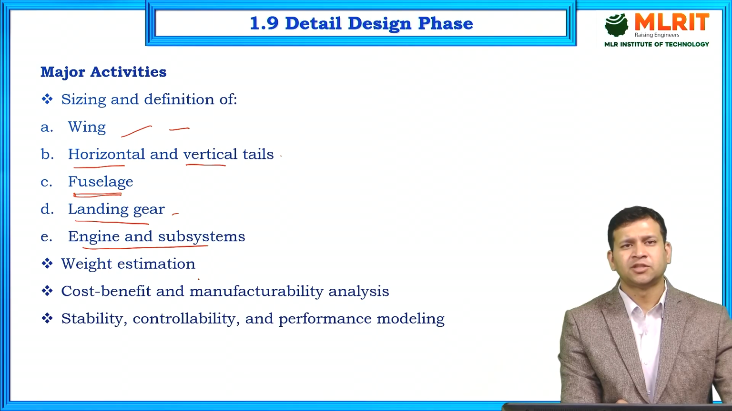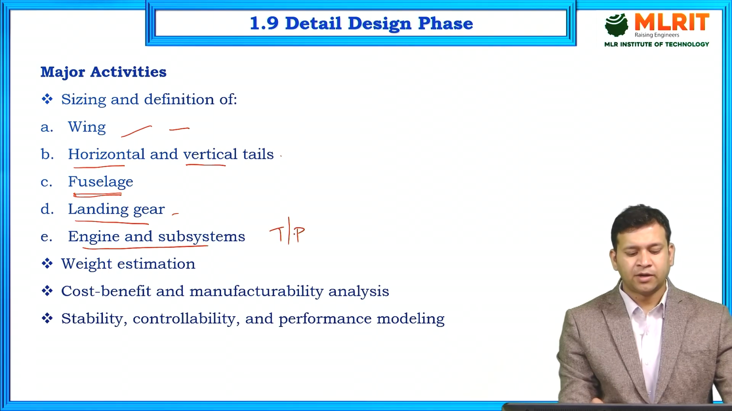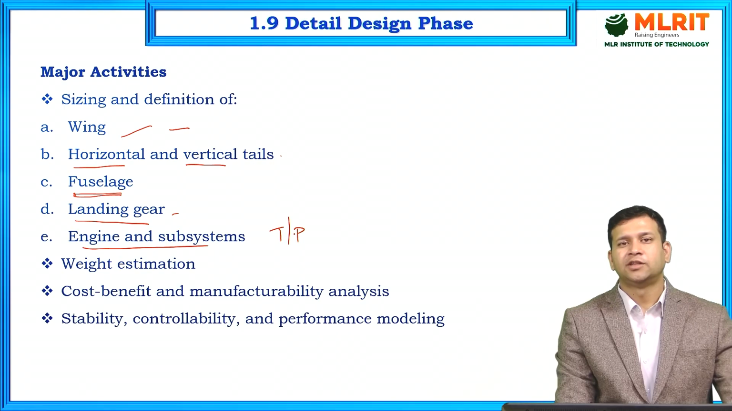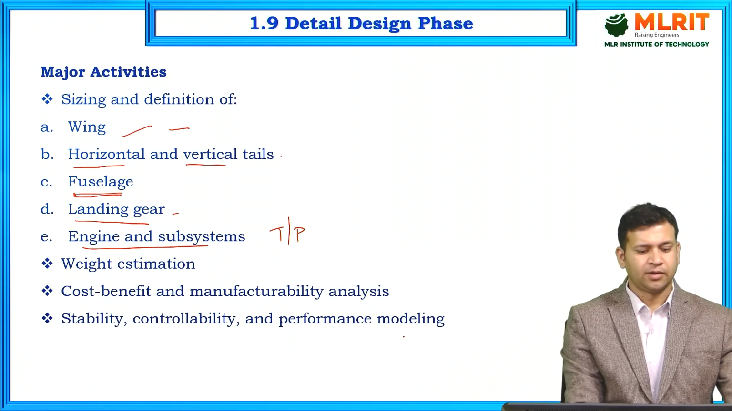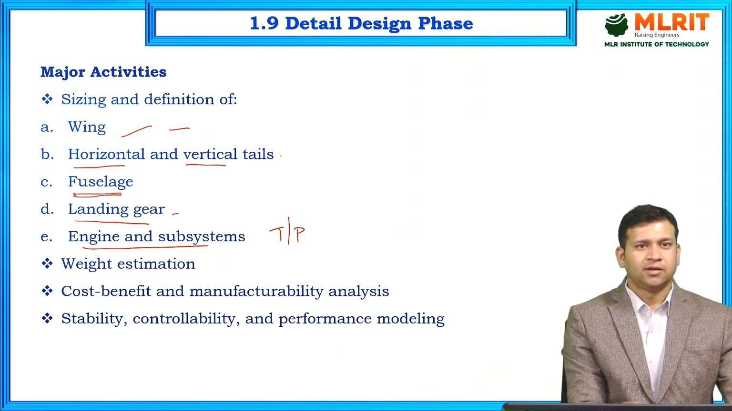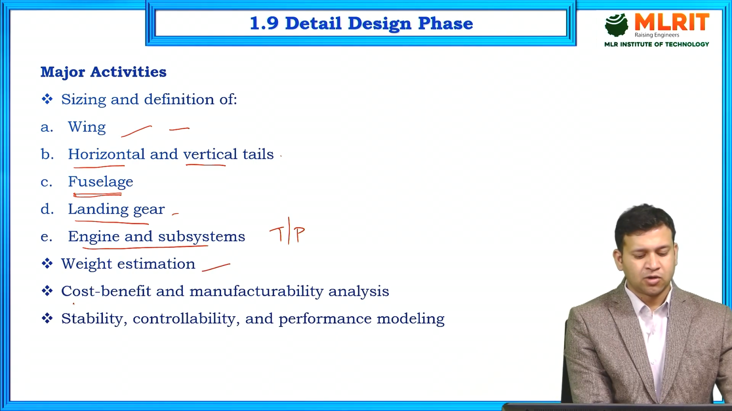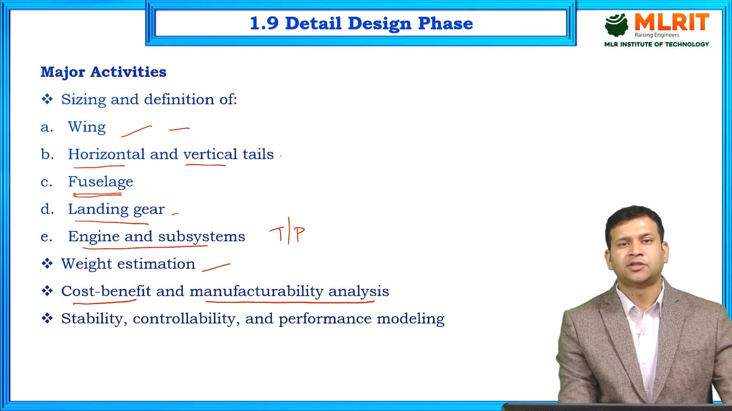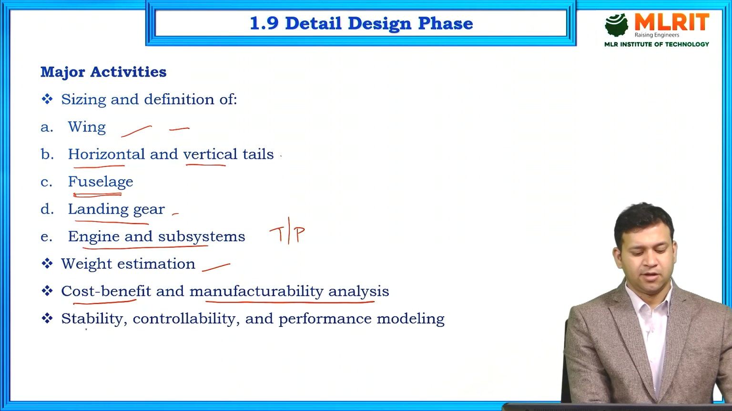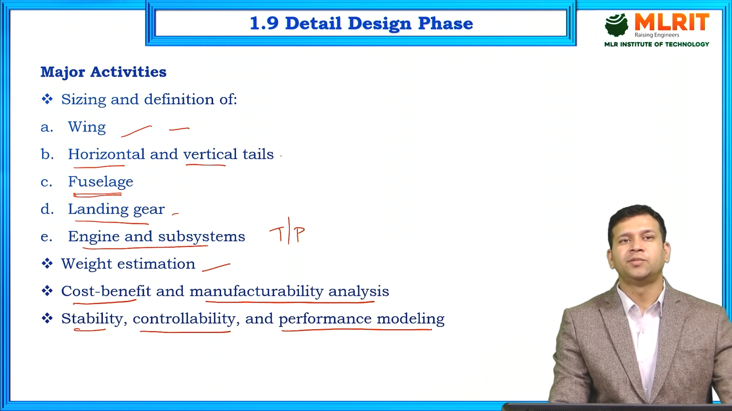Then engine and subsystems: based upon the thrust or power requirement, what kind of engine is being chosen. Then once these activities are done in sizing, the weight estimation is further carried out. Then cost benefit and manufacturability analysis is done. Stability, controllability and performance modeling is also done.